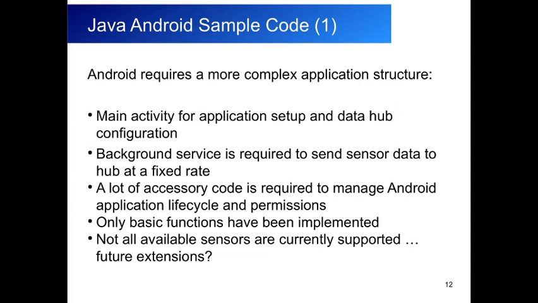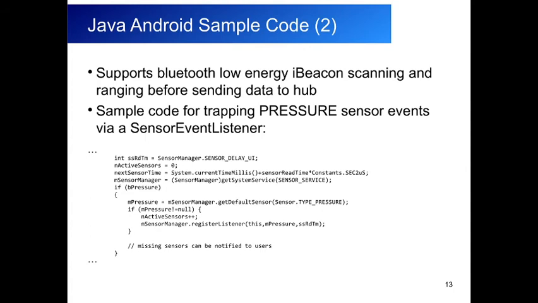We implemented only the very basic functions, and not all the sensors that are supported on a mobile phone are currently supported by the application, but it's possible to expand. The application supports Bluetooth Low Energy beacon scanning and ranging before sending data to the hub. This is mainly useful because if you want to make indoor localization applications, you can do it by simply expanding the basic functionalities implemented in this test application.